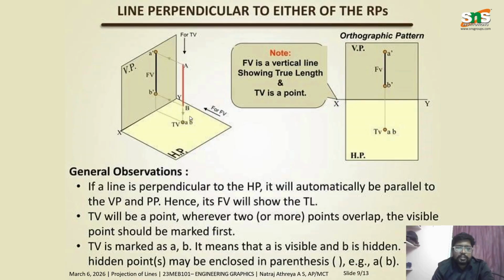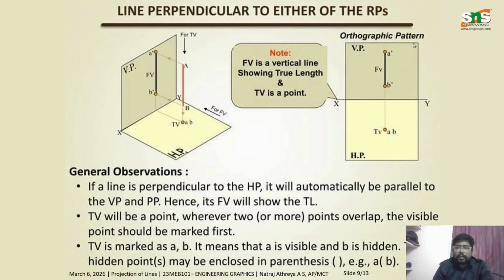Is it clear? So when we try to represent that in the orthographic pattern, you can see that we have the XY line, the reference line. Above that we have the front view, that is A dash B dash. We can see this part here, right? So we put it this way. From the front view, it will be represented as is.